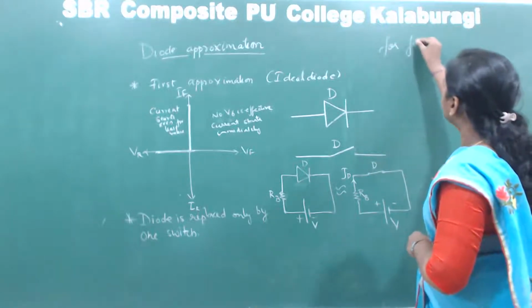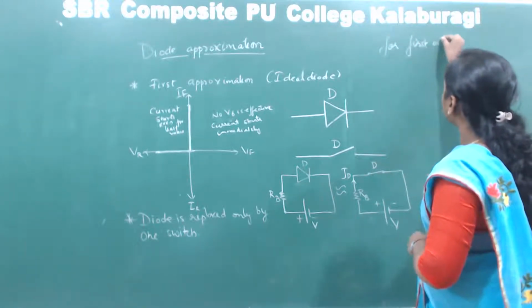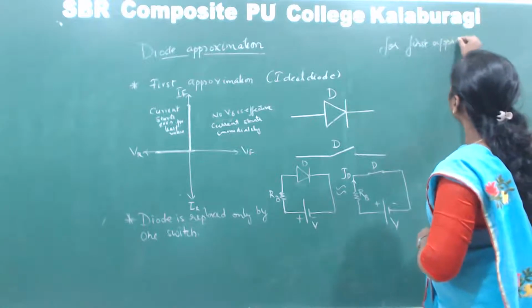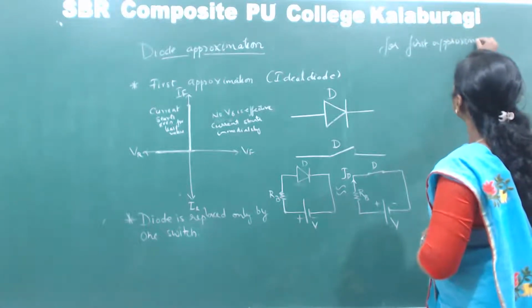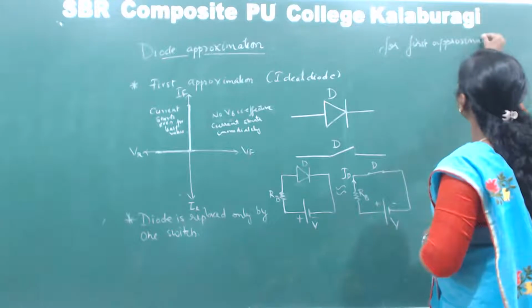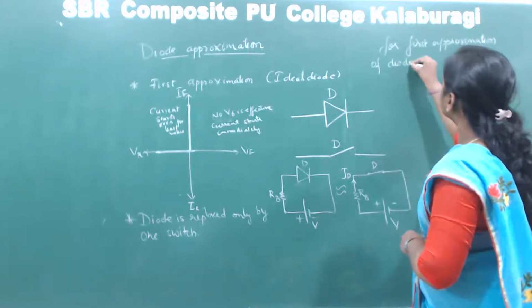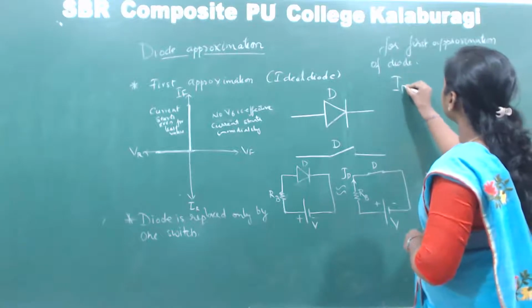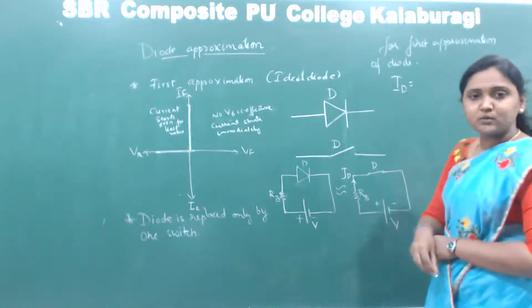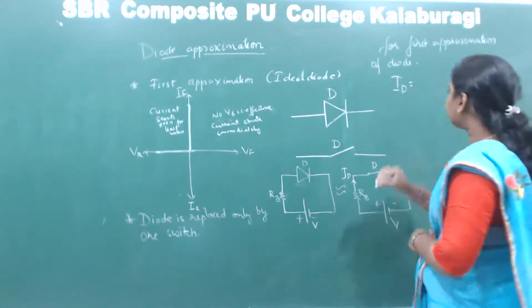For the first approximation of diode, IB is given by I is equal to what? What will be the expression? I is equal to V by R.